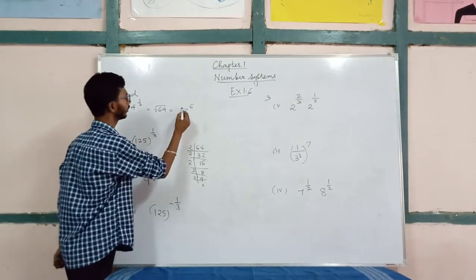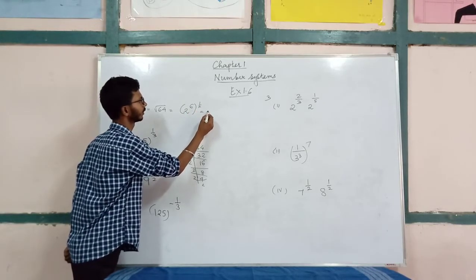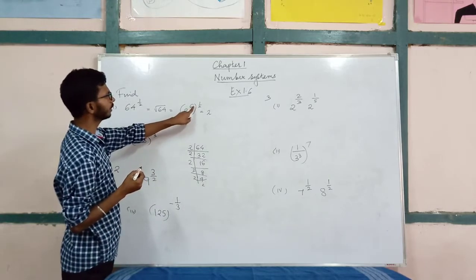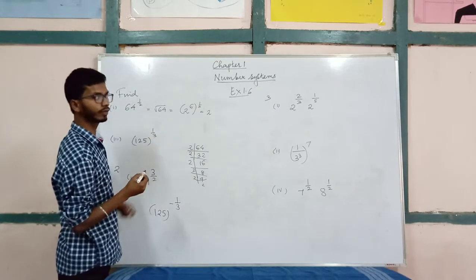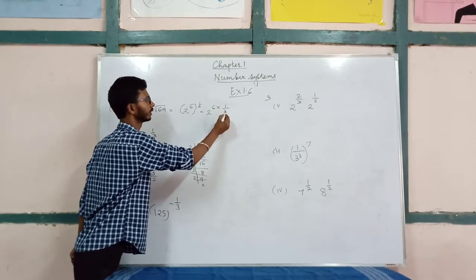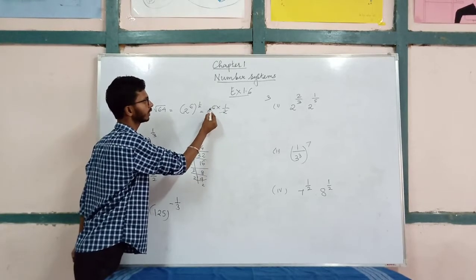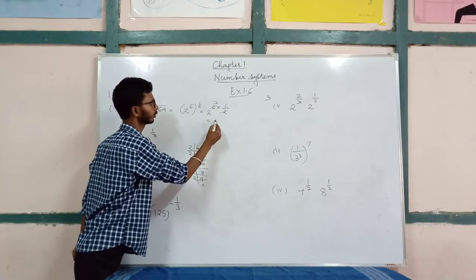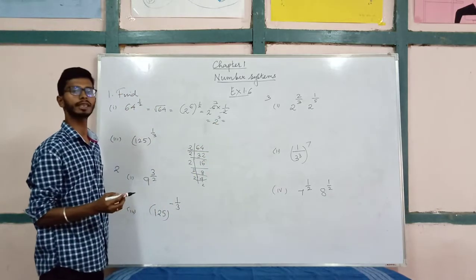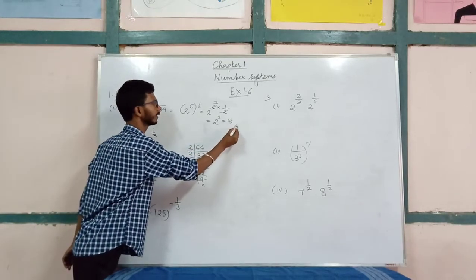And what is outside? Root means half. So in the next step, we can multiply both the powers. 6 and half get multiplied. 6 into half, so this 2 and 6 can be cancelled. 2 1s are 2, 2 3s are 6. So 2 to the power 3. That means 2 is multiplied 3 times. 2 2s are 4, 4 2s are 8. So our answer is 8.